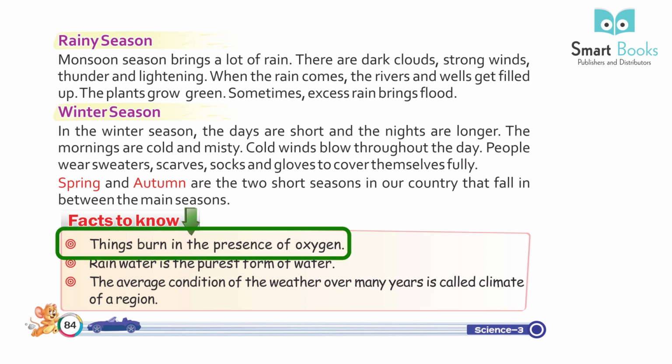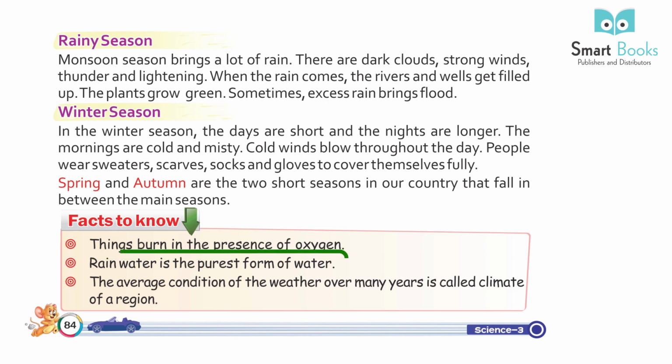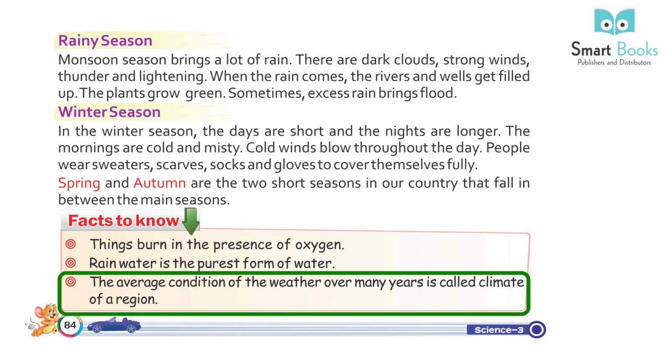Facts to know. Things burn in the presence of oxygen. Rainwater is the purest form of water. The average condition of the weather over many years is called the climate of a region.